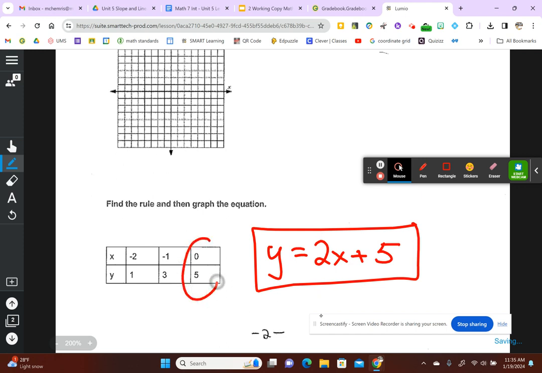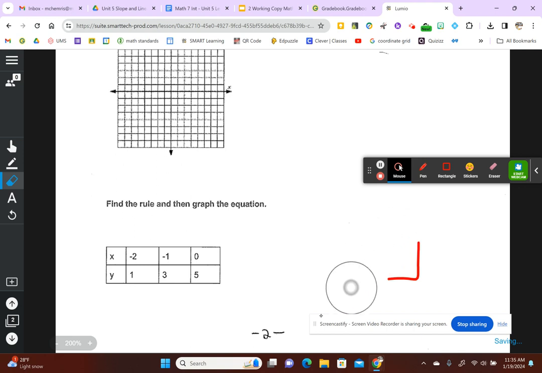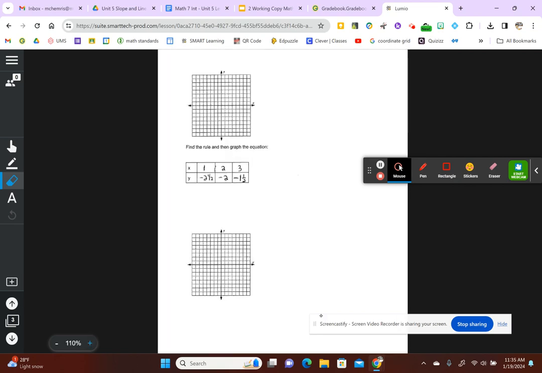I could have taken a shortcut and said, well, look here. When X is 0, whatever this number is going to be my y-intercept, and B is my y-intercept, so it makes sense. So although this was a linear relationship, and it did form a straight line, it did not go through the origin, so it's not a proportional relationship.